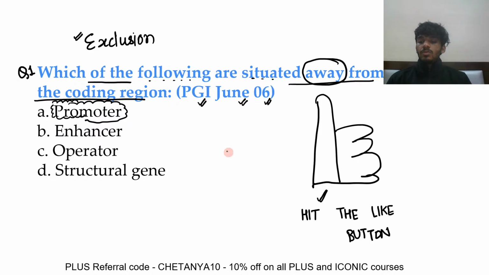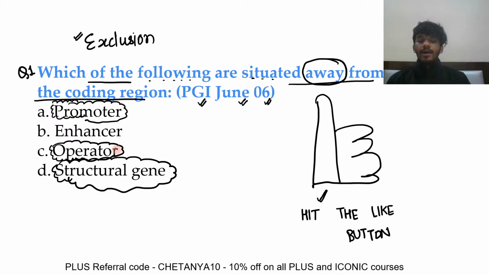Okay. Try to answer this. The operator you saw is situated just next to the coding region. Structural gene is part of the coding region. So D is wrong. D is not the correct answer. And promoter was also very near the coding region. It was attached just adjacent to the operator region. So these three are wrong. The correct answer is option B, enhancer.